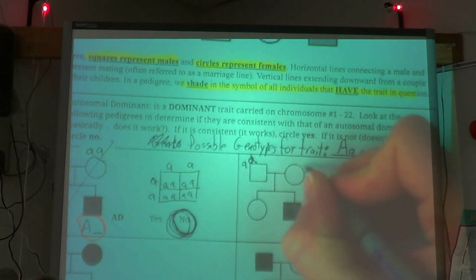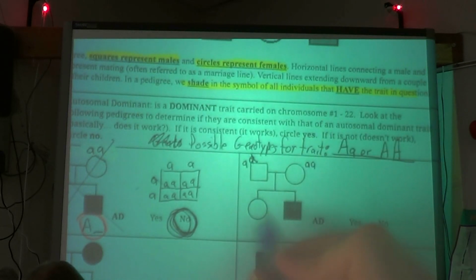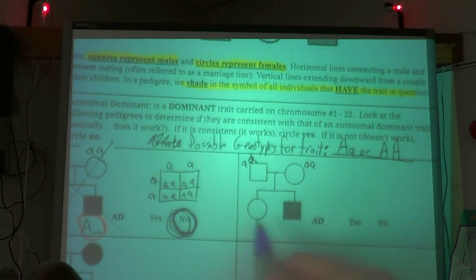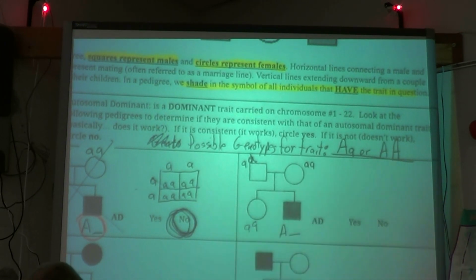Little a. And mom does not have the trait because she's not traited, so she must be little a. Daughter does or does not have the trait? Does not. So what's her genotype? Little a. And son has the trait, so he would have to be big A something.